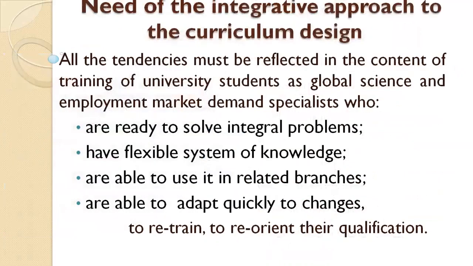So all of these tendencies must be reflected in the content of training of university students today, because global science and the employment market demand specialists who are ready to solve integral problems, not specific or isolated ones, to have a flexible system of knowledge which they are able to use in related branches, and to be ready to adapt quickly to changes, to retraining, to reorienting their qualification, and so on.